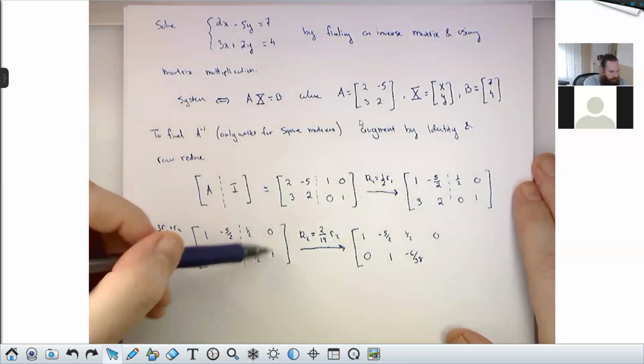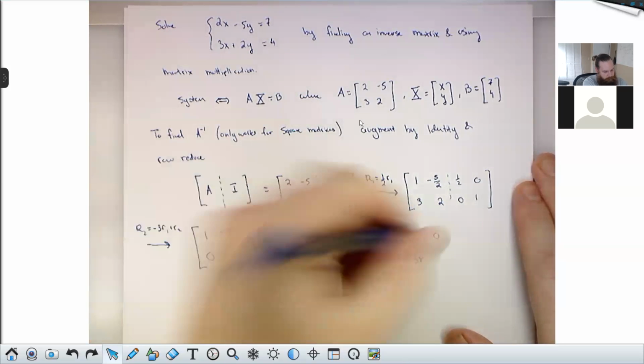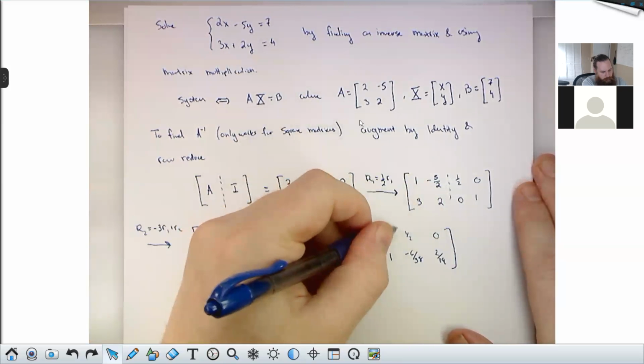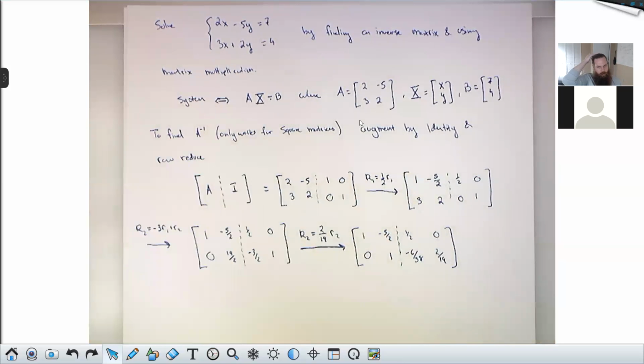And 2/19 times 1 is 2/19. You see there's plenty of room to make little mistakes here, especially when we're dealing with these fractions.